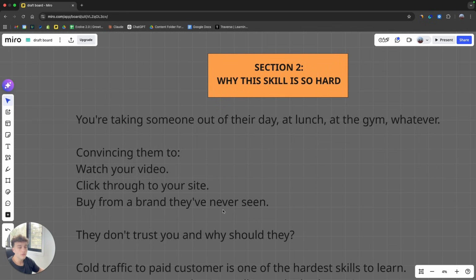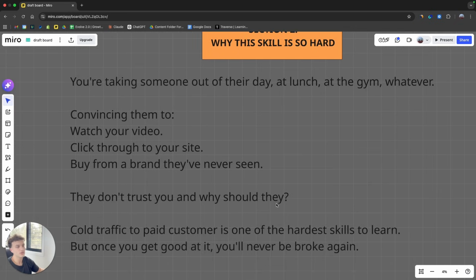That's why a lot of people are just entitled in ecom. They think they deserve 10K days, 100K days or whatever, but they don't understand what ads actually entails. So cold traffic to paid customers is literally the hardest skill you can learn, pretty much. But once you're good at it, this is the good news: you will never be broke again. You will never need to work a job in your life, because it is one of the most sought after skills in the entire world.